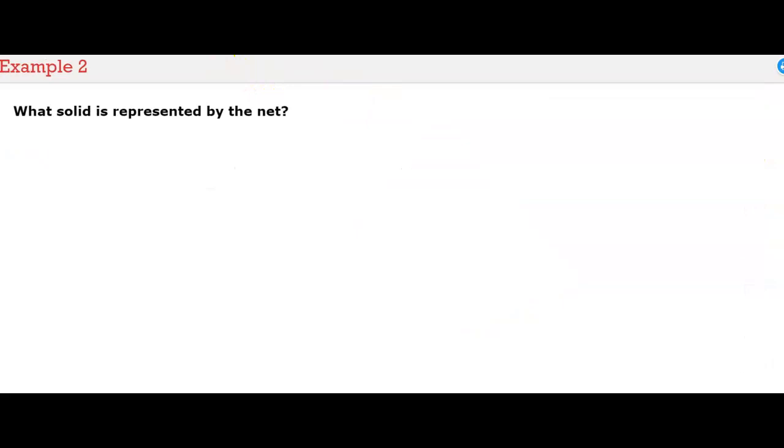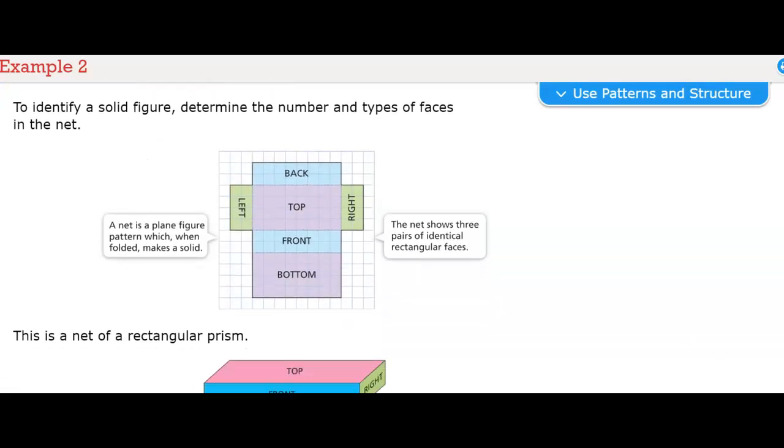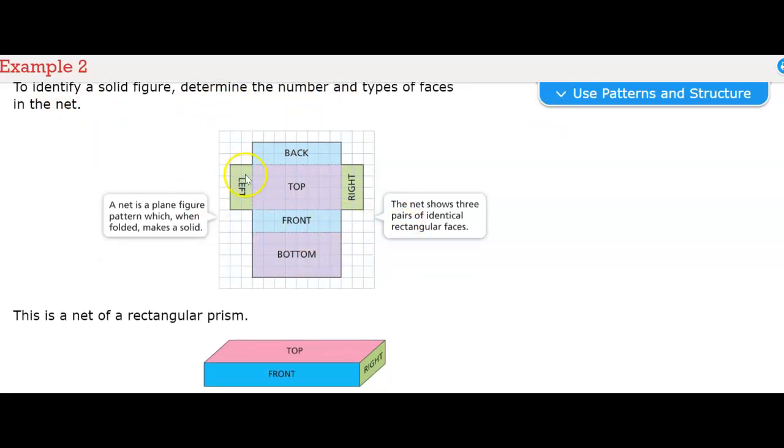What solid is represented by the net? To identify the solid figure, determine the number and types of faces in the net. So we have a back, left, right. This is the top of the figure. Here's the front and the bottom. The net shows 3 pairs of identical rectangular faces.